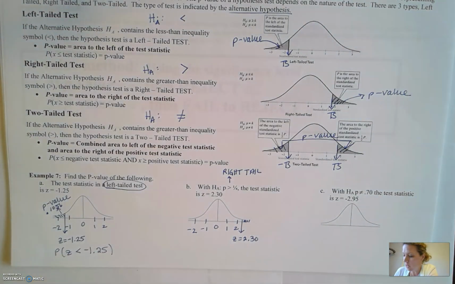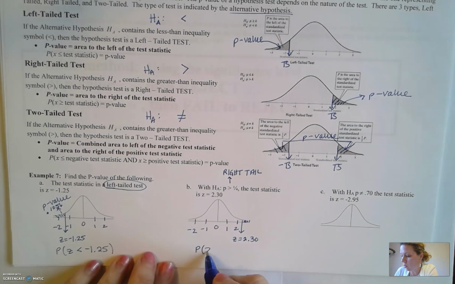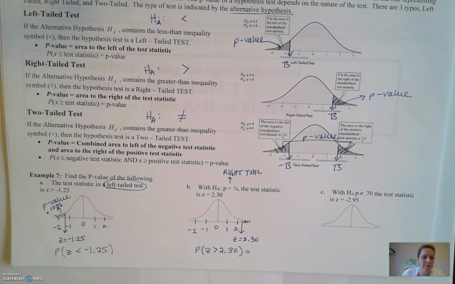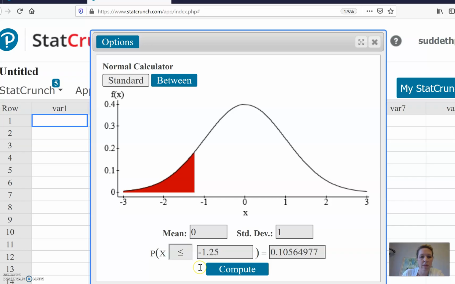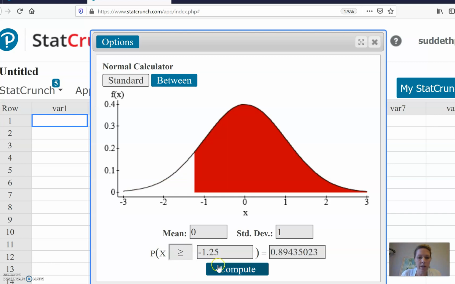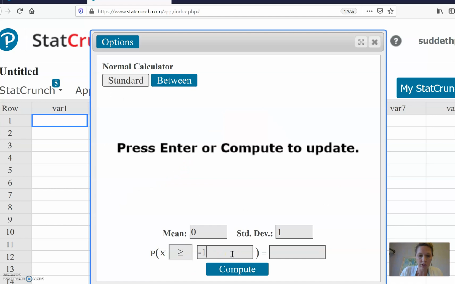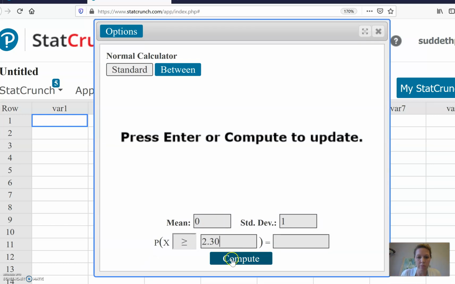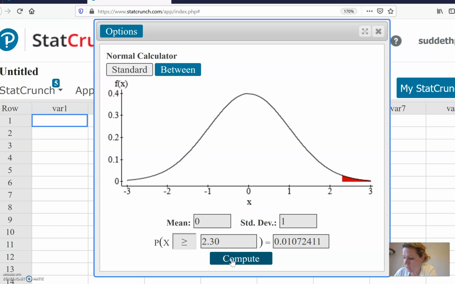Now I'm going to go to StatCrunch and find the probability of z being greater than 2.30. On StatCrunch, I'm going to change the inequality to greater than, and I'm going to put here 2.30. I'm going to hit compute. So that p-value, that little tiny shaded area to the right, is 0.0107. And that will be our p-value.